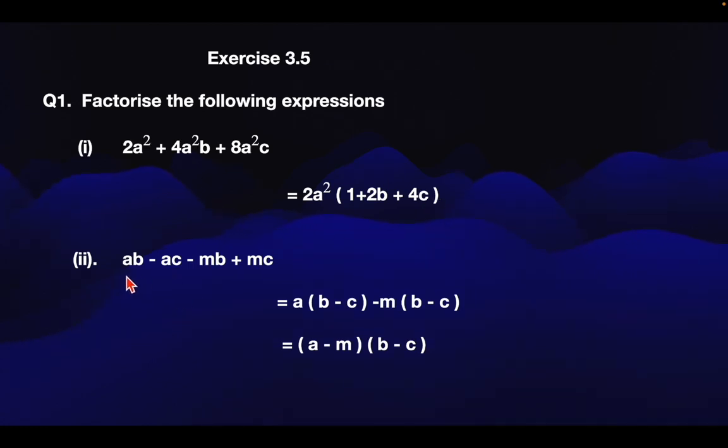Okay, next sum, ab minus ac minus mb plus mc. So we'll group the terms. First two terms, take out a common, you get b minus c in the bracket. Here if you take out minus m common, you again get b minus c. So b minus c is now a common factor. You can take it out and write the remaining terms in the bracket. So if you take out b minus c, we are left with a minus m. So here it is. The next bracket is a minus m. The first one is b minus c.